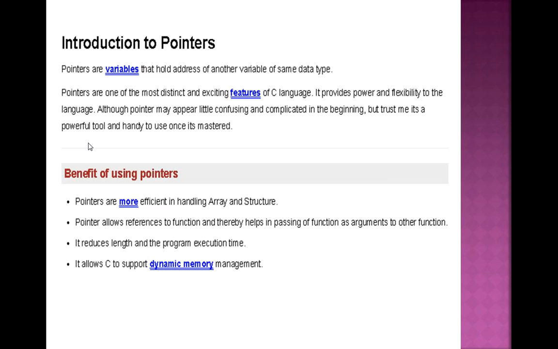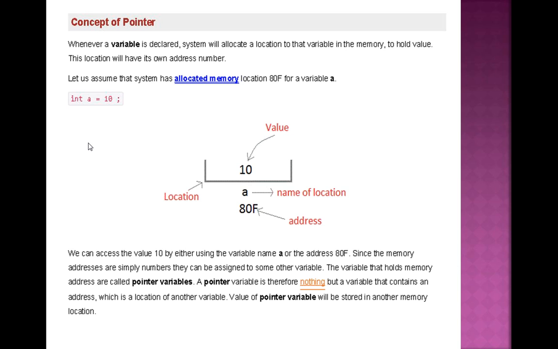The next point says it reduces the length and the program execution time. Length means it reduces the size of the code, and program execution time is the running time of the program. The next point is that it allows C to support dynamic memory management. It allows the C language to support dynamic memory, meaning we can allocate memory at runtime, at execution time, that is dynamic memory management. These are the multiple benefits and advantages of using pointers.